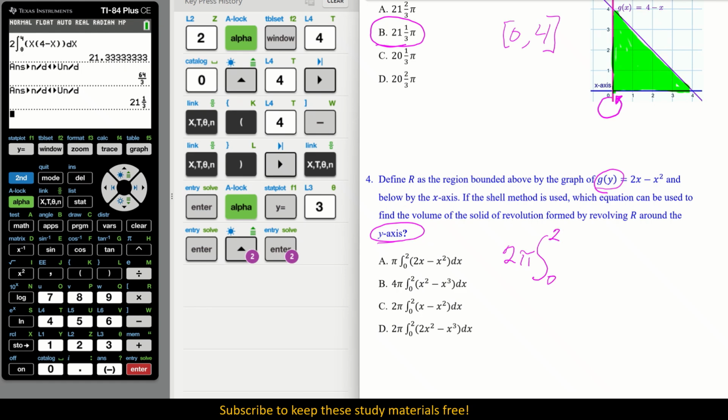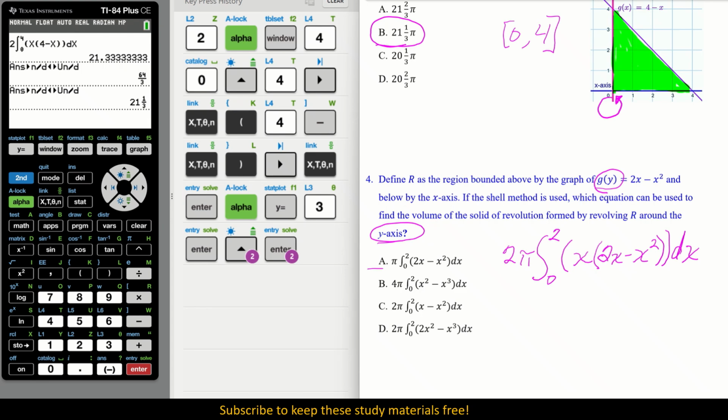Then we know that we're going to need another x, and then the 2x minus x squared, and then dx. If you look at what we need, because we're going around the y-axis and we're using the shell method, everything is in terms of x. We don't have to have it in terms of y. Remember, that would have been if we went around the x-axis. In the shell method, everything is kind of topsy-turvy. Now that we have that, you should already know which one we need.